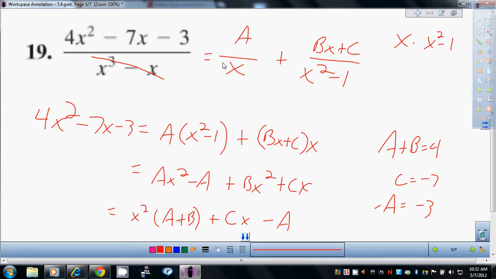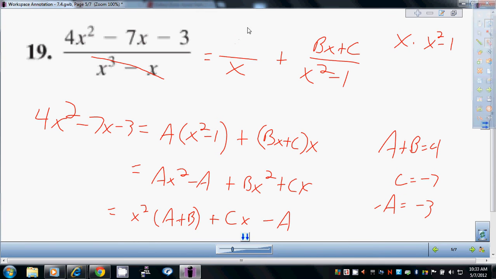So we're pretty much almost done with this one. A plus B is the coefficient for the x squared, right? So that has to equal the 4. Exactly. That's what we're solving for. A, B, and C are just numbers, coefficients. Yes, it is. Okay, so what is A?